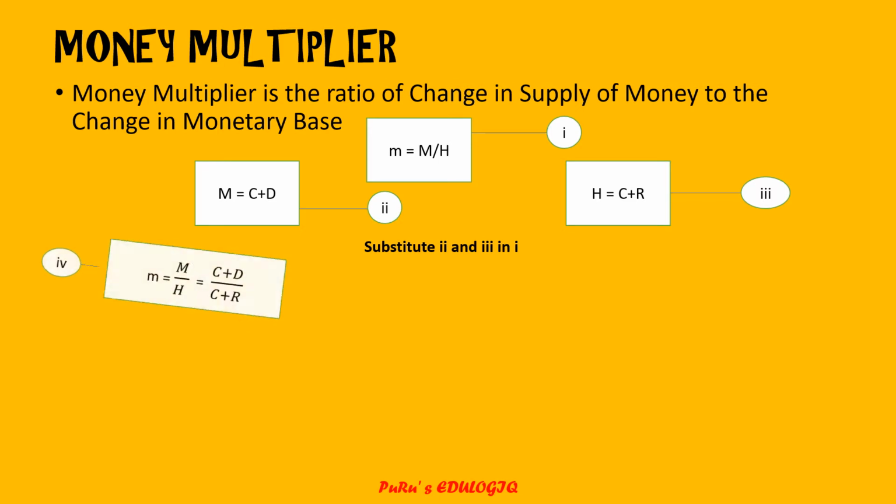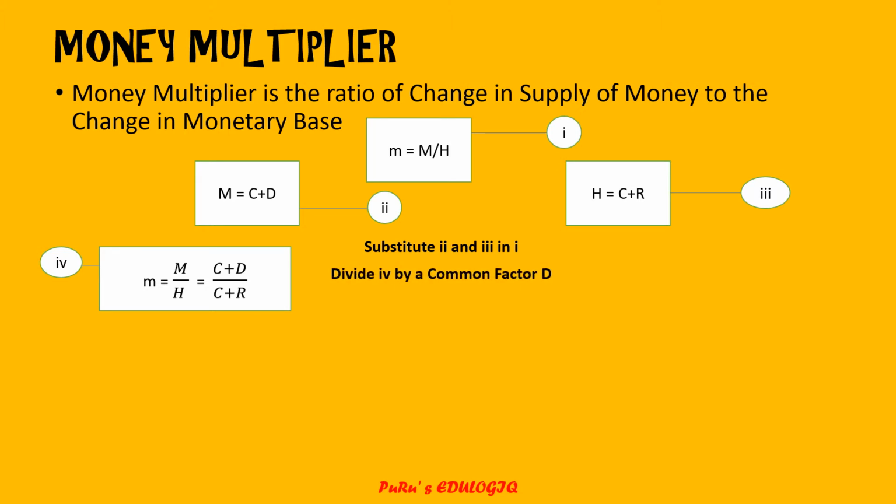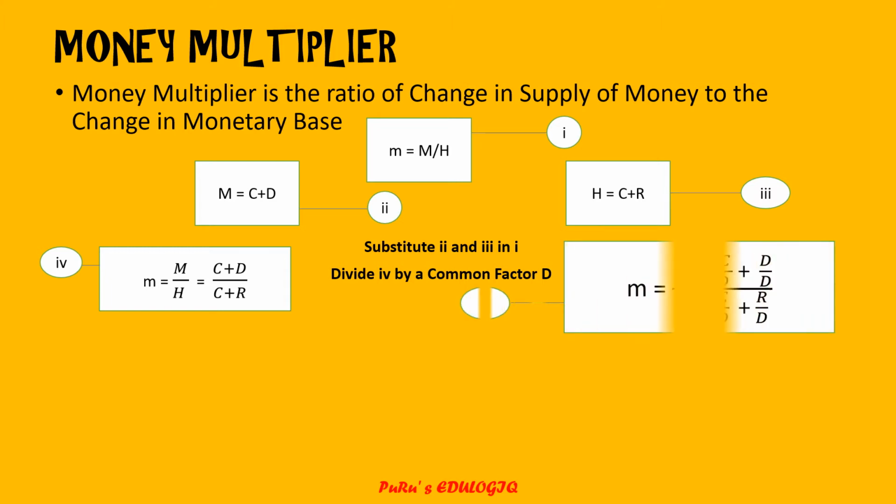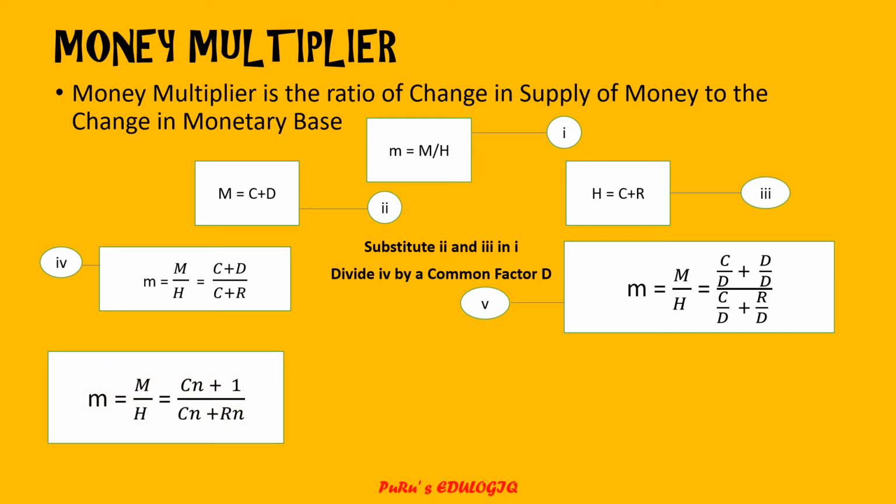Now if we substitute the second and the third equation in the first equation, we would get the derivation like this: M divided by H, which could also be represented as C plus D divided by C plus R. Now if we divide both the numerator and denominator by a common factor D, the equation would further be substituted like this: C divided by D plus D divided by D, whole divided by C divided by D plus R divided by D. And the further step would be like this, wherein D and D get crossed off, and Cr is representing currency to deposit ratio and Rr is representing required reserve to deposit ratio.